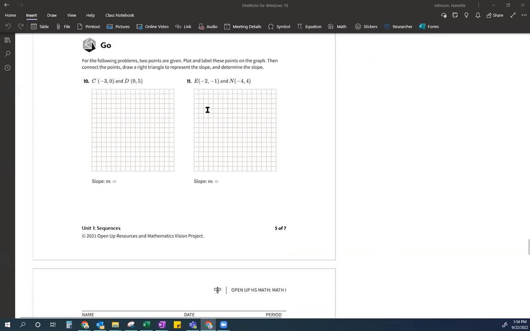Yes, graph them. Okay. So, again, whenever I draw lines on my iPad, it's never straight. So I apologize if these are not going to be straight. That's pretty good.